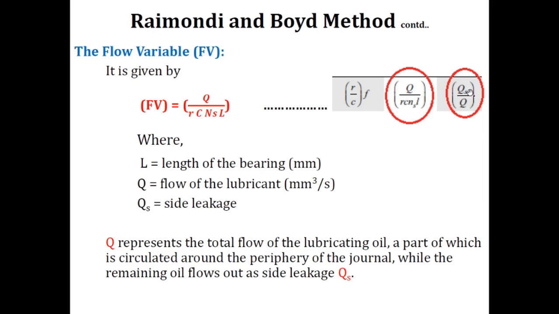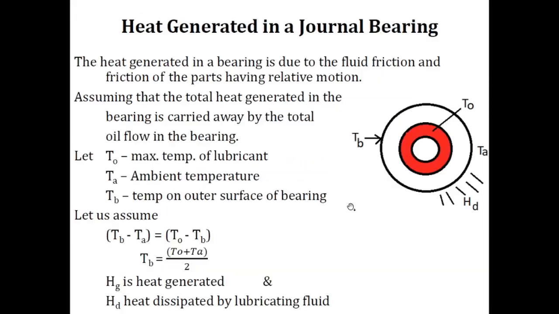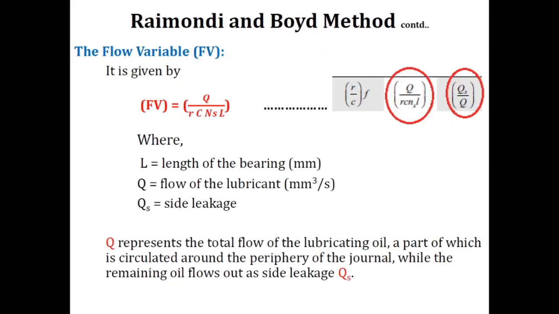And in the second equation we will get Qs upon Q, which is useful to find out the side leakage, where Q represents the total flow of the lubricating oil, a part of which is circulated around the periphery of the journal, while the remaining oil flows out as the side leakage, given by Qs. So these are the different dimensionless variables defined by the Raimondi and Boyd method, and all these variables are listed in the graph for the full journal bearings.